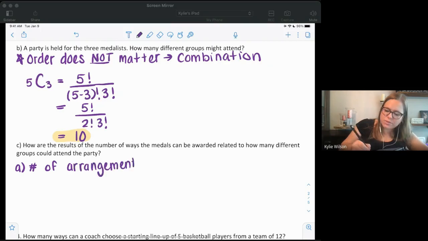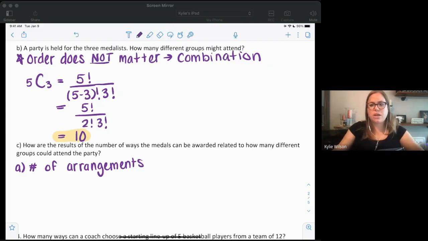When we're using the word arrangements, order does matter here, right? That word arrangements is talking about the order in which everybody is chosen. So the order really matters. This is talking about who's first, second, third, how are those people arranged.